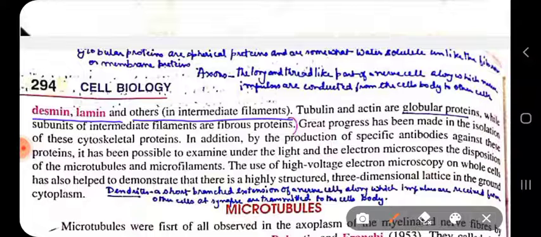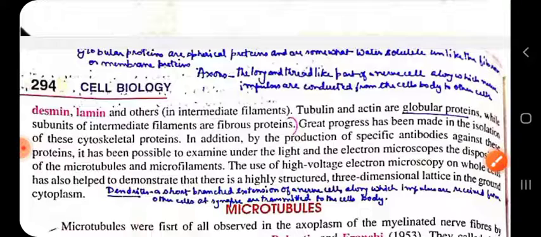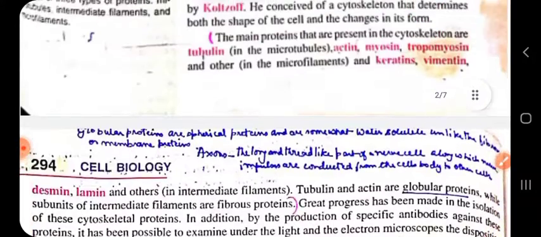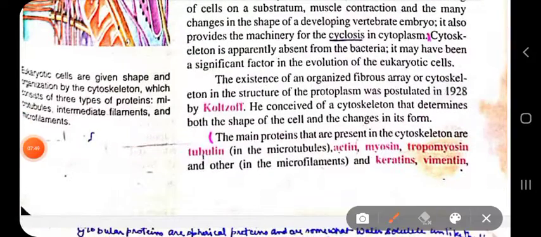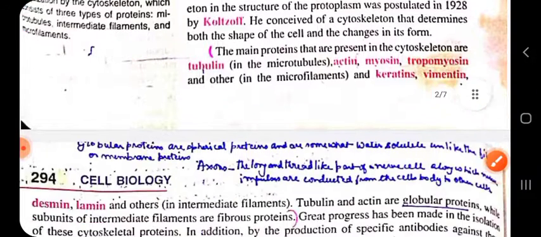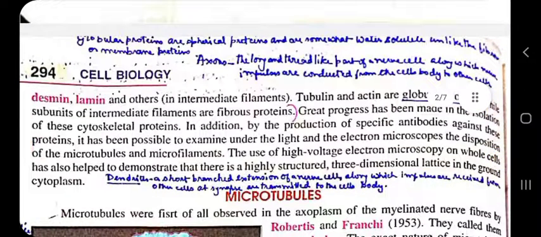Now, if we try to see the structure of tubulin and actin, what it is saying here. I think you have understood this part, what I have said, that to make the microtubules we need tubulin. To make microfilaments we need actin, myosin, tropomyosin, and others. For making intermediate filaments we need keratins, vimentins, desmins, and lamins.